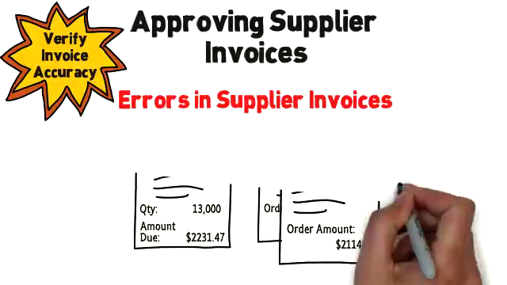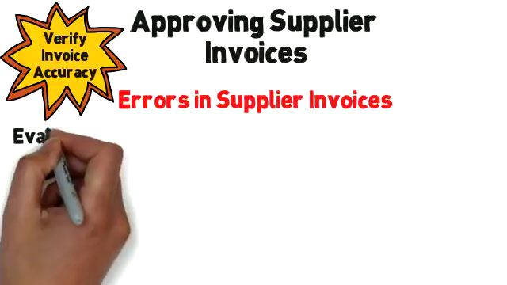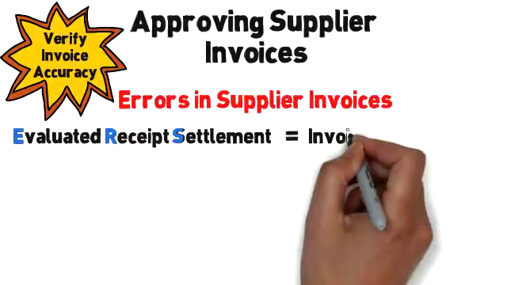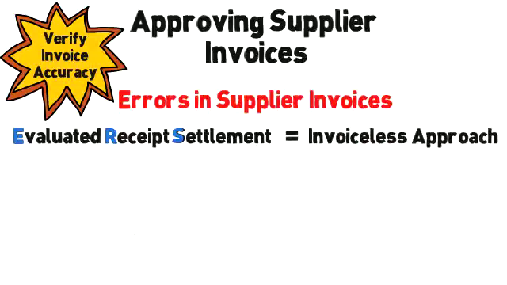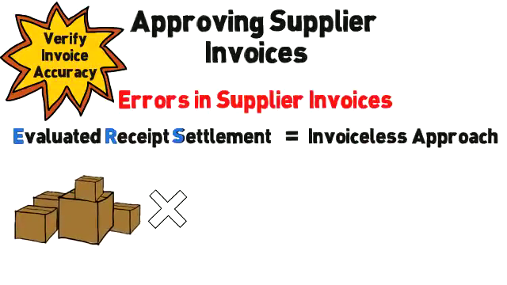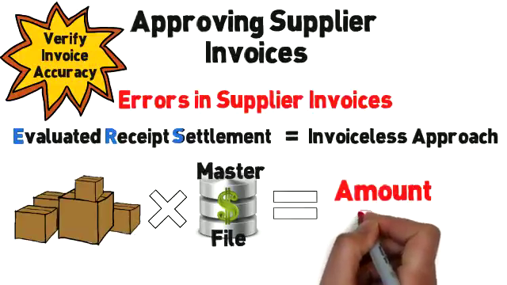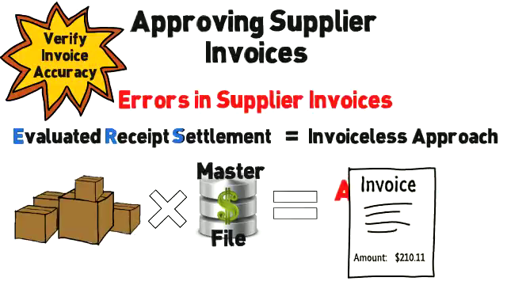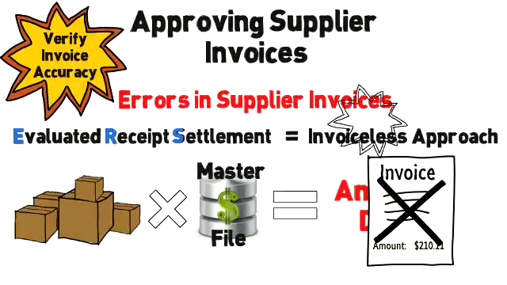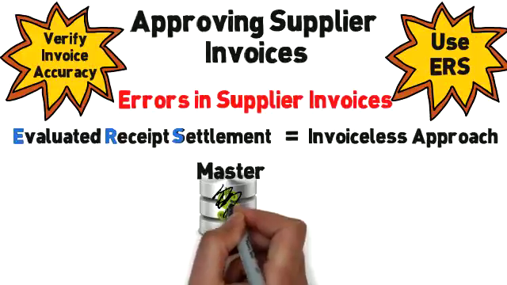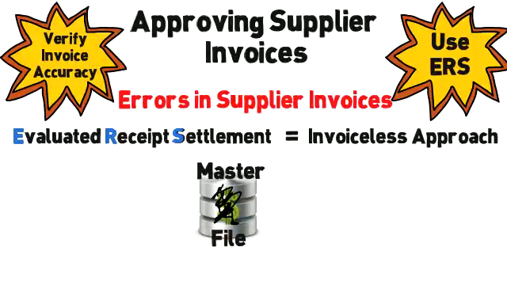You can also use Evaluated Receipt Settlement, or ERS, to pay for items purchased. This is an invoiceless approach to purchasing. This is achieved by taking the amount received, multiplying that by the negotiated price on the master file, and getting the amount due, thus eliminating the need for invoices. If you use an ERS, you'll need to restrict access to master data, so unauthorized employees can't alter vendor information.